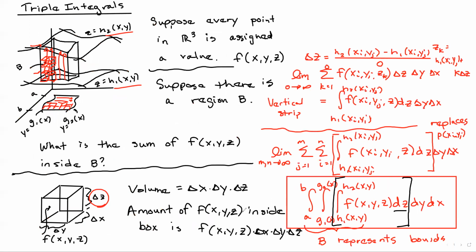this cube, if we took the cube here and put a 1 here, then the amount of f of x, y, z inside the box would have been 1 times change in x, change in y, change in z, which just ends up being change in x, change in y, change in z. You just end up with a volume. So to take our setup and make it add up volume instead of f of x, y, z, you replace f of x, y, z with 1. And then you'll end up adding up volumes instead of amounts of f of x, y, z.